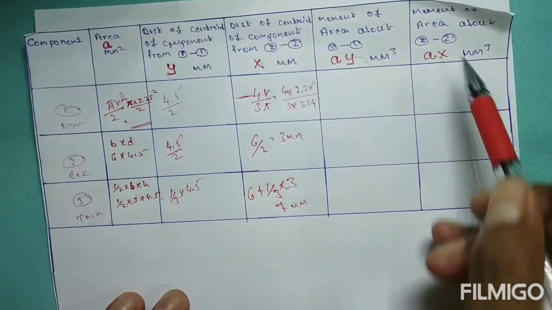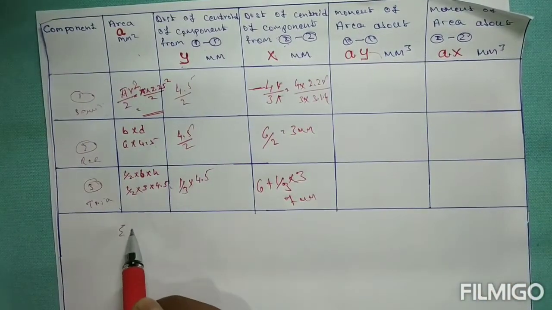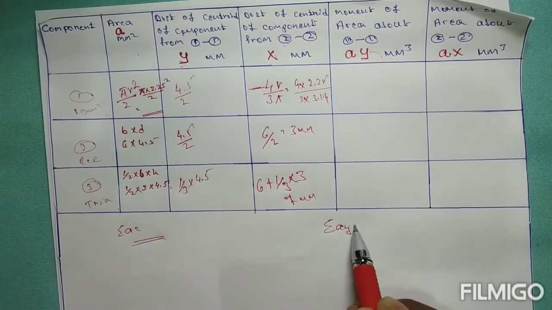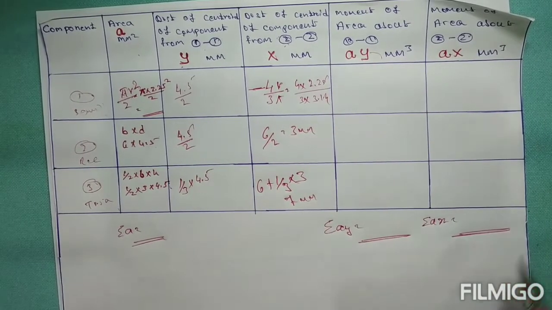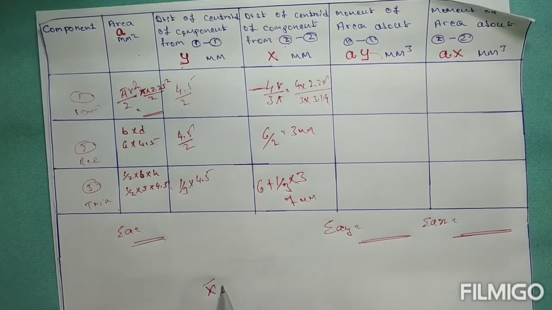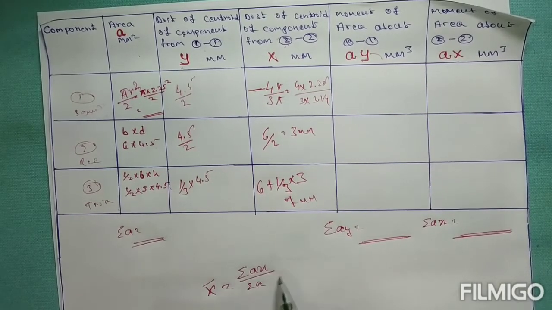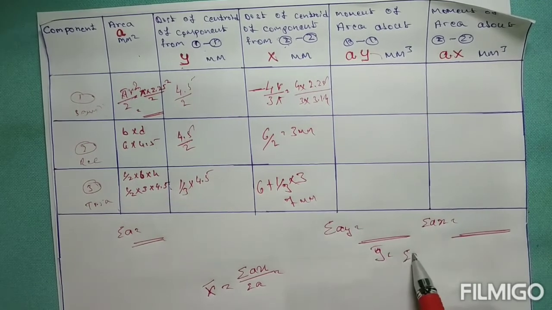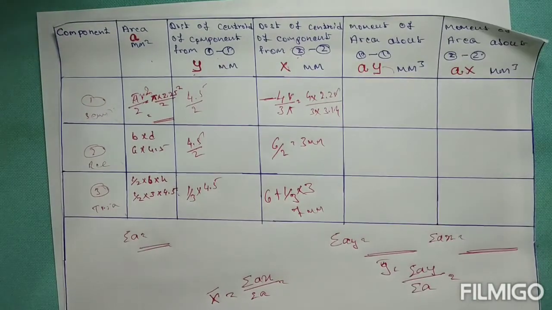Next you have to do the simple calculation, that is simple multiplication, area into y and area into x. I will do the calculation. Then you have to find the summation of all the area, then the summation of all the moment of area along the y-axis and along the x-axis. At the end you have to find x bar. X bar is equal to summation of ax by summation of area. Similarly y bar is equal to summation of all the moment of area along the y-axis and summation of all the area. That you have to find. So I will do the calculation and then show you.